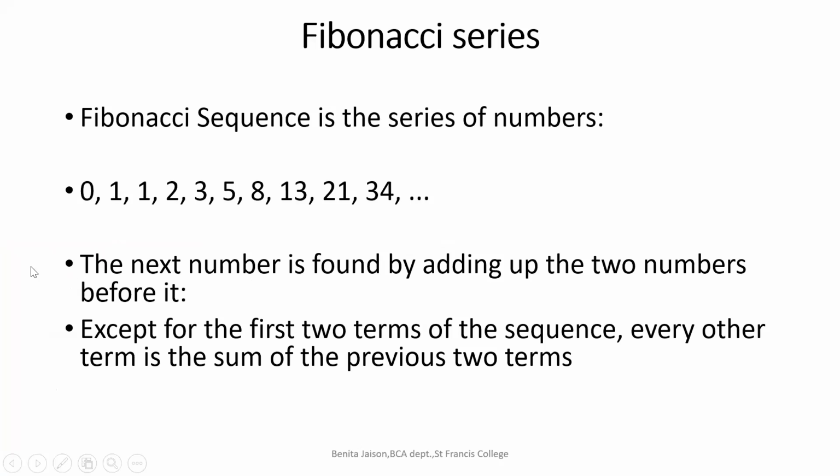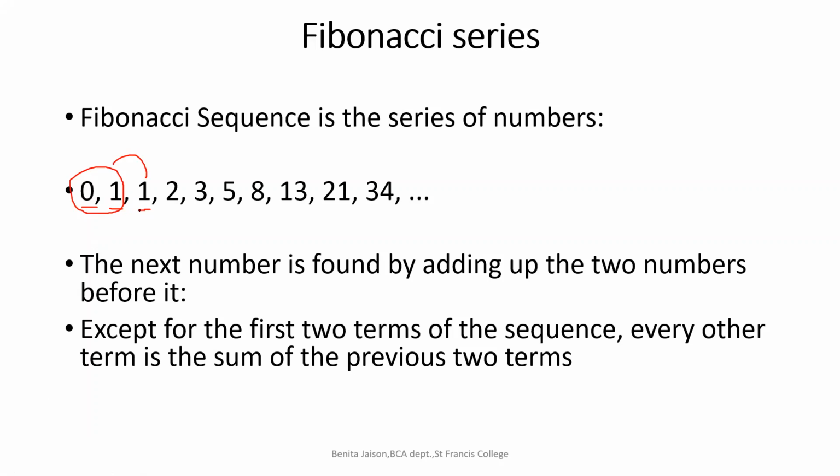So the specialty of this series is, except for the first two numbers, all the numbers are got by adding the previous two numbers. Listen here, 0 does not have any previous numbers, so we are leaving 0. And the second number, 1, also does not have two previous numbers to add up. So except for these two numbers, if you take any number in the series, that number is got by adding the previous two numbers. For example, if you add 0 plus 1, you will be getting 1.